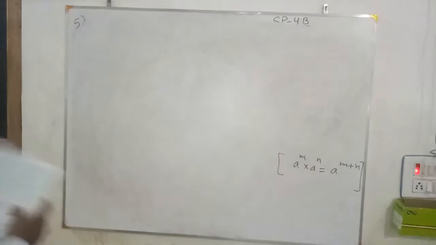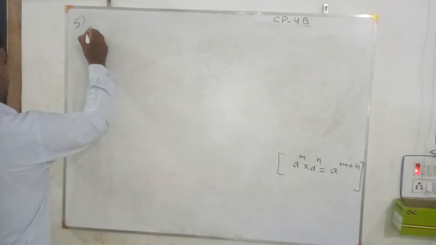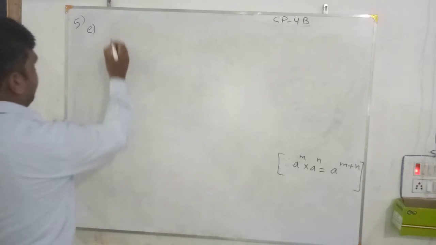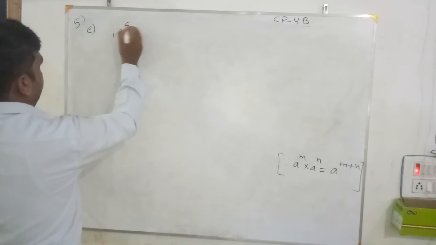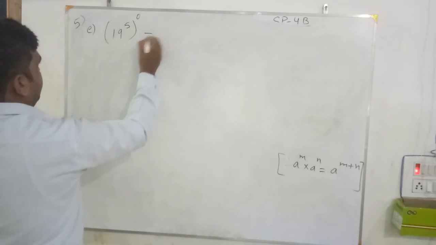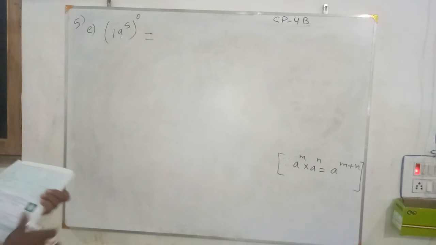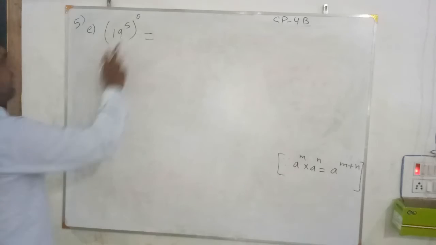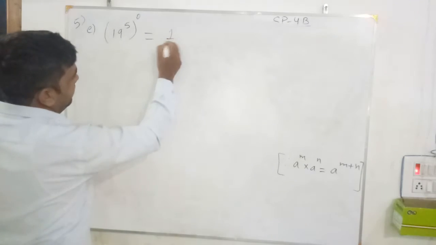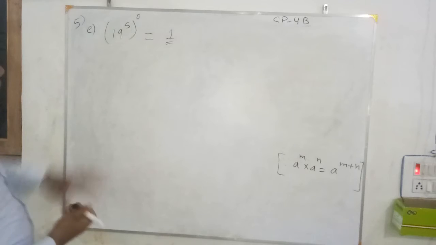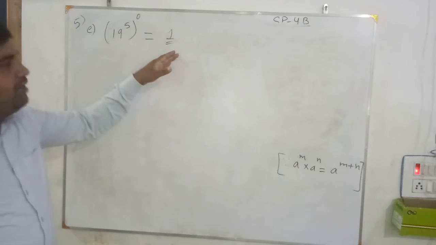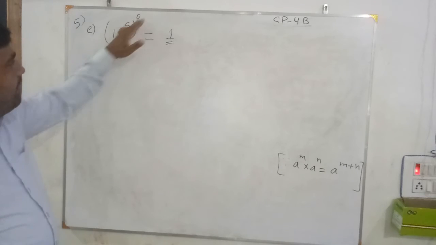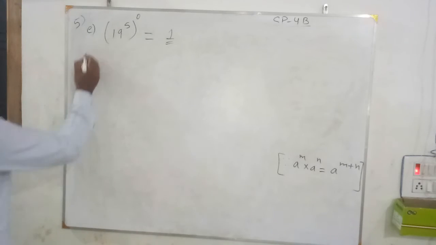Now the next question is 5th E. So 19 to the power 5, and the whole to the power 0. Any base having power 0, its value is 1. Nothing to write. Any base but having power 0, the value is 1. That is the zero law. Any base having power 0, the value is 1. Directly you can write. Next question, F.